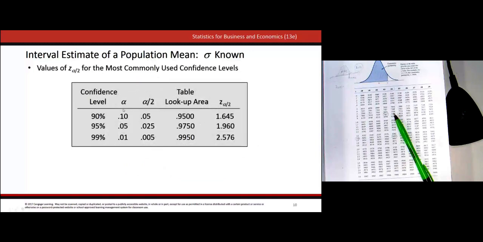These are some commonly used confidence levels: 90%, 95%, 99%. You can have some other confidence level, for example, 80% confidence level. But these are just some commonly used confidence levels. 90, 95, 99. For example, 90%.